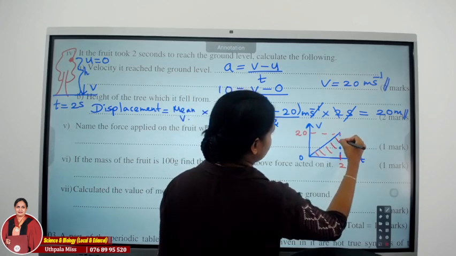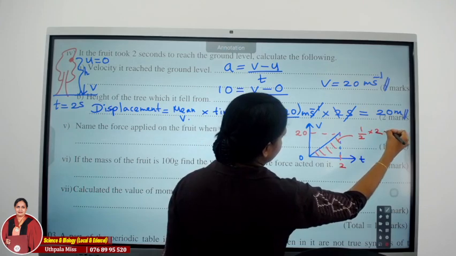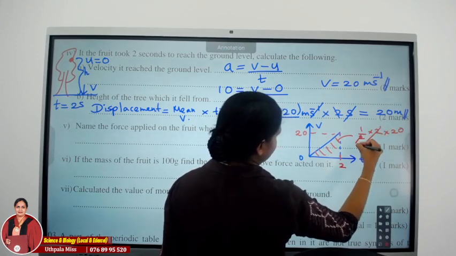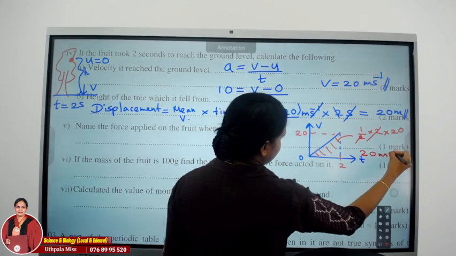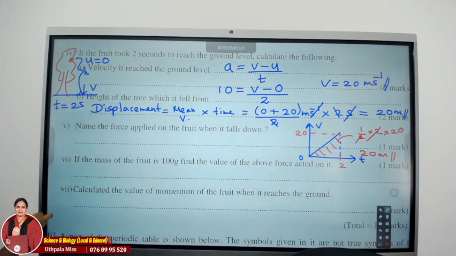Right? So what is the area of the triangle? Half into 2 into 20. 20. Yes, that is 20 meters. It's true. 20 meters. And from both methods, we get the same answer.